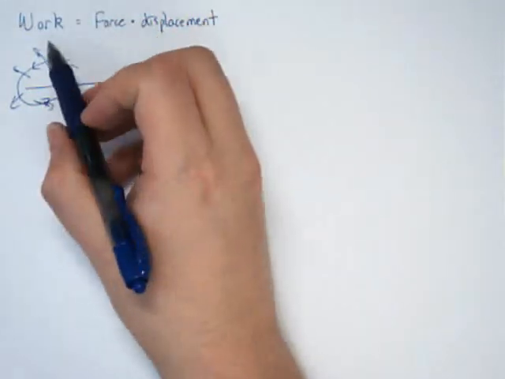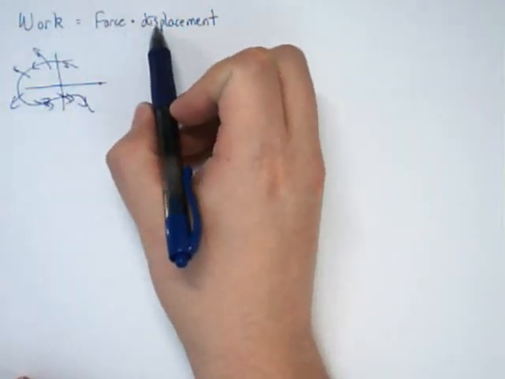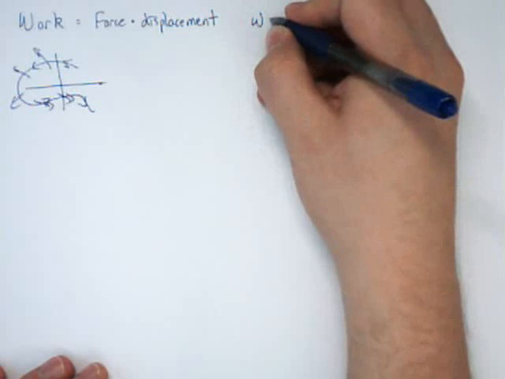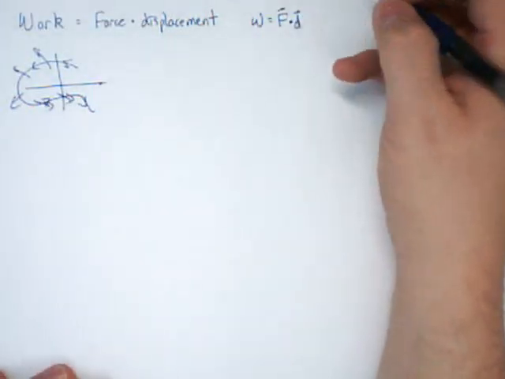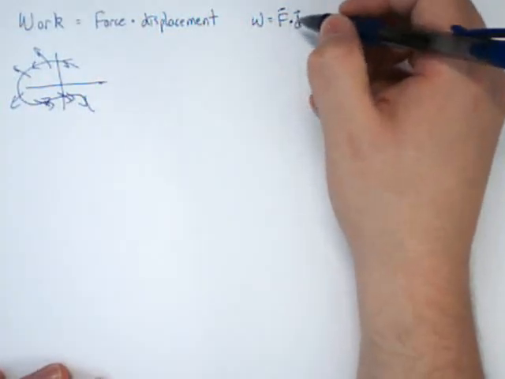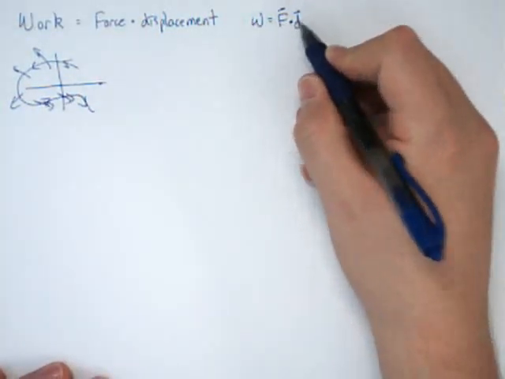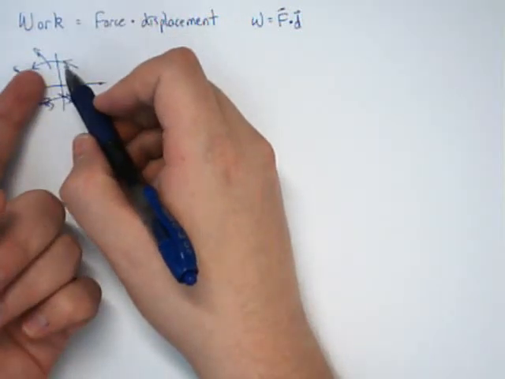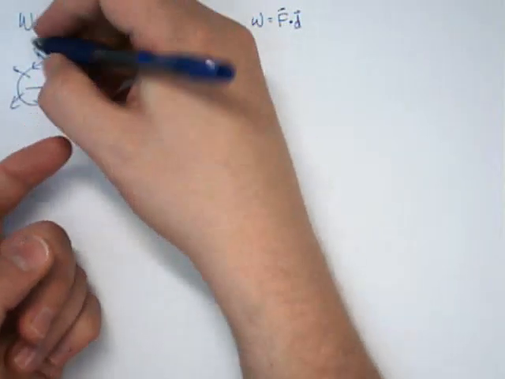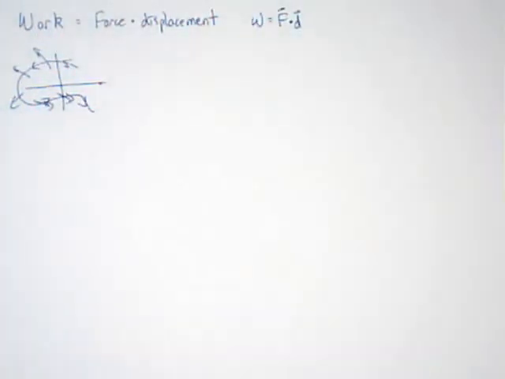aren't constant? The idea before was that work is force times displacement, or we can do it in vector form as work is force dot the displacement vector. But that only works if the force is constant and the displacement's in a straight line. Well, here, it's not straight. We're not moving in a straight line. And the vectors, notice they're changing as we move throughout.